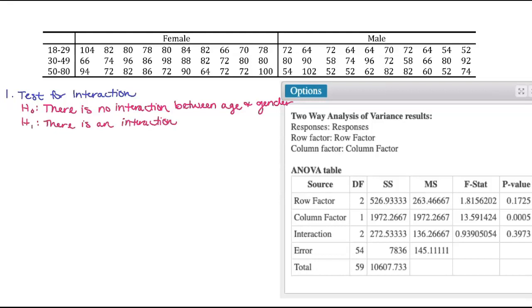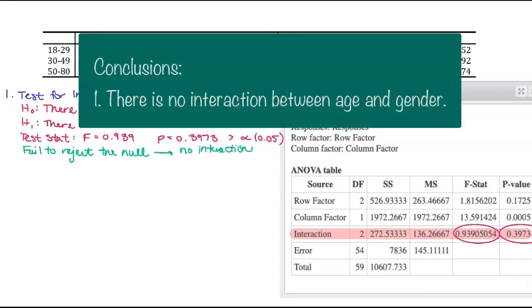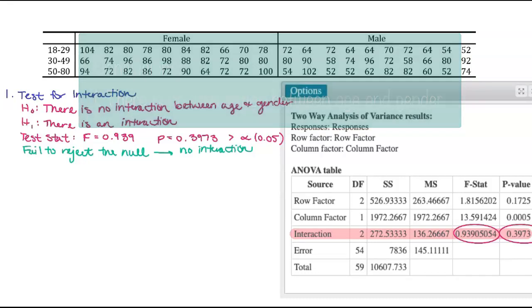Looking at the values that we got from StatCrunch, we look in the row titled Interaction. We find that our test statistic, F, is equal to 0.939, and the p-value is equal to 0.3973. That's a large p-value, significantly larger than our level of significance, alpha, which was 0.05. This means that we fail to reject the null and conclude that there is no interaction. We can say that there is no interaction between age and gender, which means that we can proceed with this process.